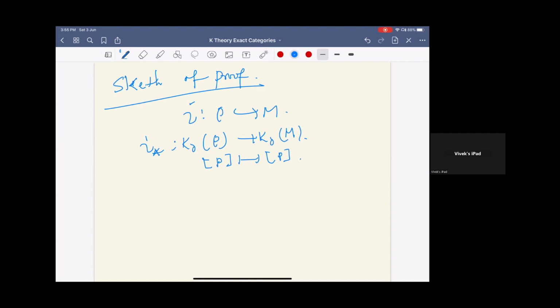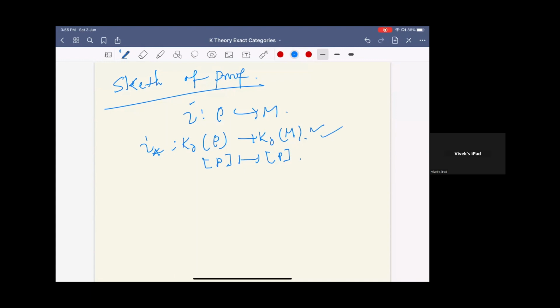If you want to define a map at the level of K0, what you have to do? You have to define a map between the free abelian groups. Then that map should respect the relations also, right? That induces a map at the level of K0. But this I is actually an exact functor, right? That means an exact sequence goes to an exact sequence. So this functor respects the relation. So basically that induces a map from K0 rho to K0 n.